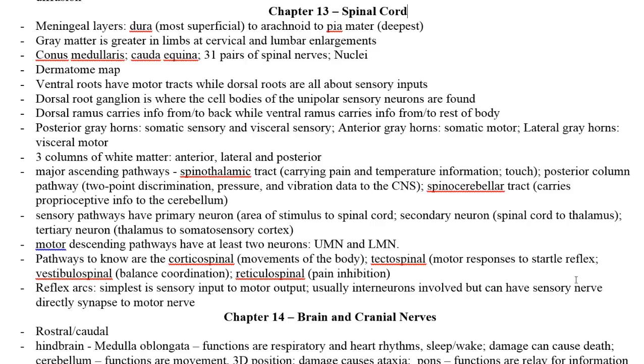Finally, in this chapter, you should know that reflex arcs are the very simplest types of nerve pathways, and for the very, very simplest ones, you have sensory input to motor output. But almost all of them involve a middle player, and that middle player is called an interneuron.